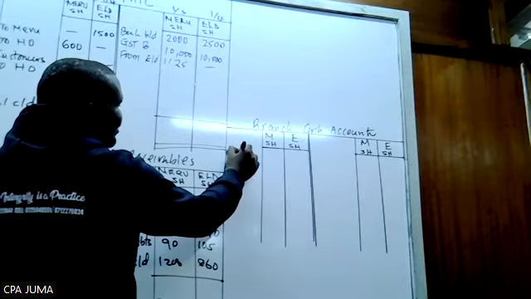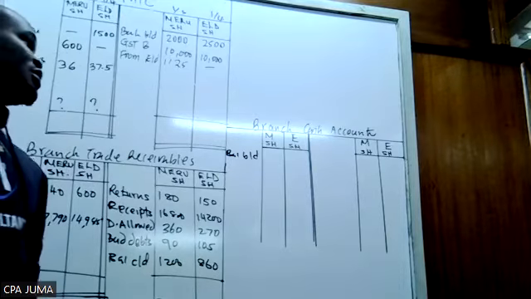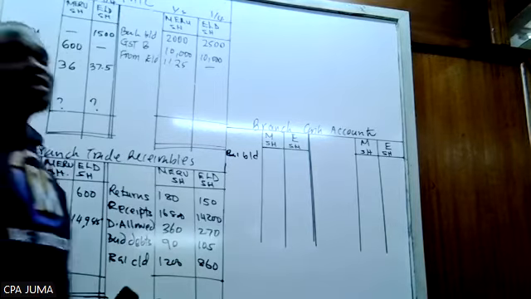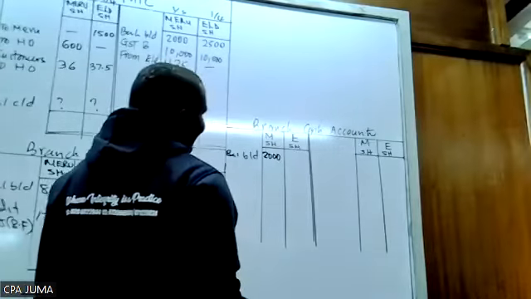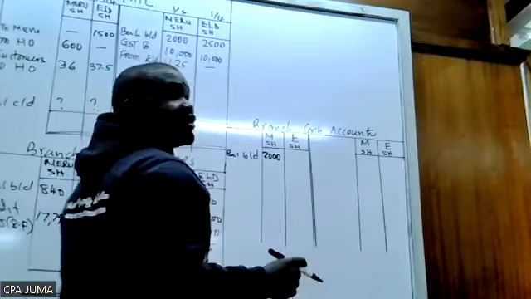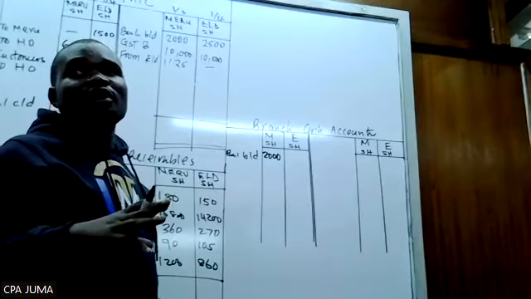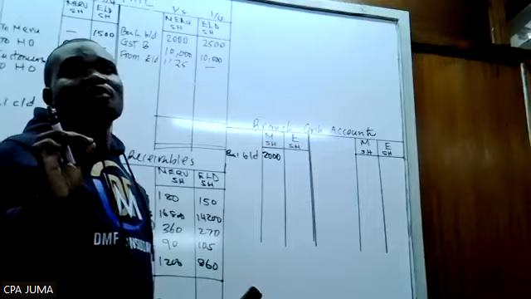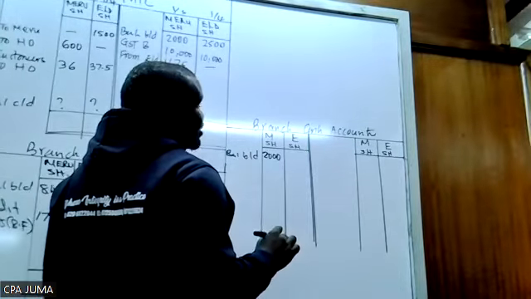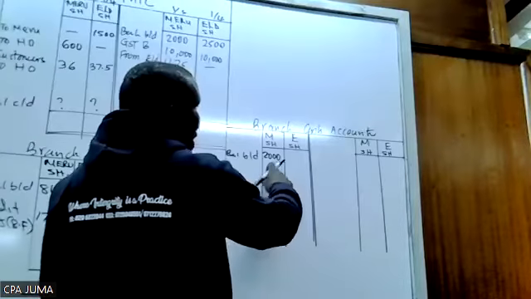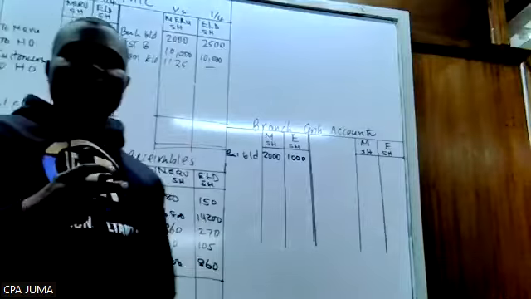Balance brought down. Let's do the cash account. 2,000. How much? 2,000 for Meru, 1,000 for Eldoret. Hey, don't confuse between opening and closing. Opening was on 1st September. 2,000. Be serious. Meru is 2,000. Eldoret 1,000. Let's read from top down.